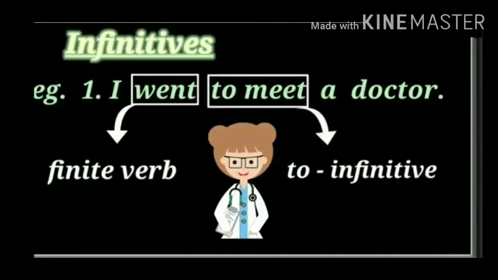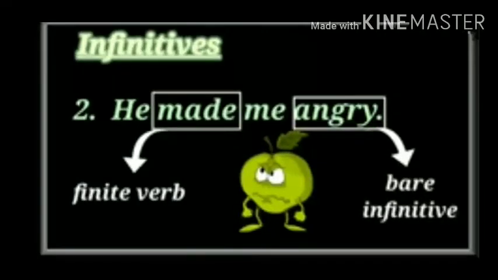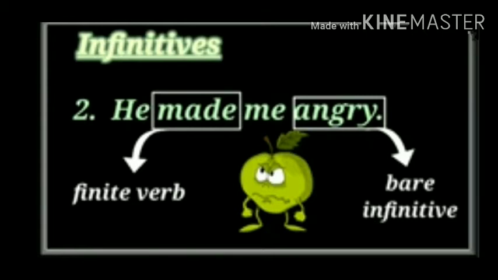Example 1. I went to meet a doctor. In this sentence, went is a finite verb, whereas to meet is a to infinitive. In the second sentence, he made me angry. In this sentence, made is the finite verb, but angry is without to. So here it is a bare infinitive.